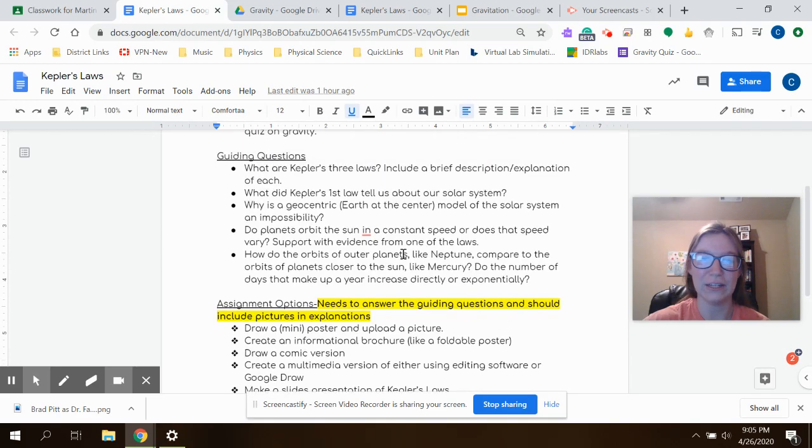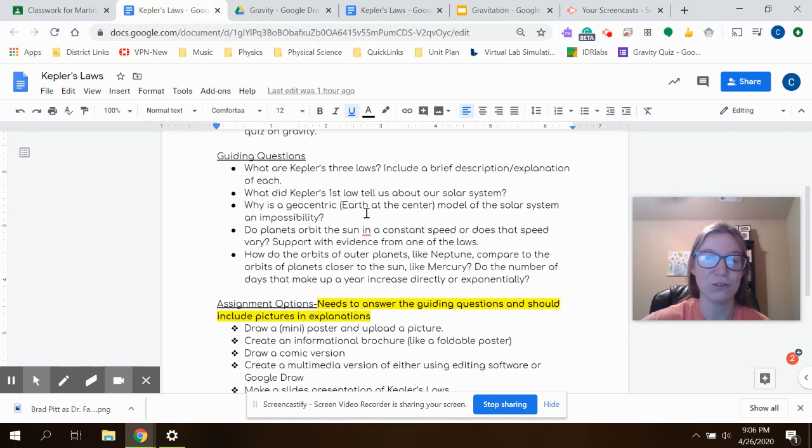So these are your guiding questions, each one to help you explain one of Kepler's 3 laws. So number 1, just what are they? What are Kepler's 3 laws? Brief description or explanation of each one. What does the first law tell us about the solar system? So these go in order, corresponding to the law which you're describing.